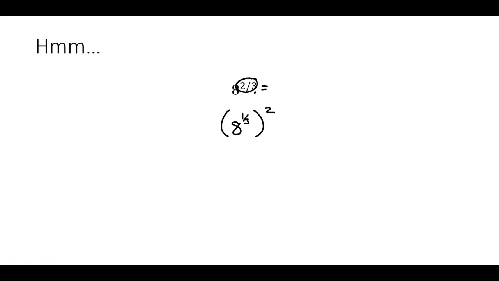Why did I do that? Because I already know what this is. What's 8 to the 1/3? It's 2, but it's the third root of 8, which is 2, right? Squared. So if I get rid of this middle chunk here, we now have kind of a shortcut that we're going to be using for the rest of the day here.